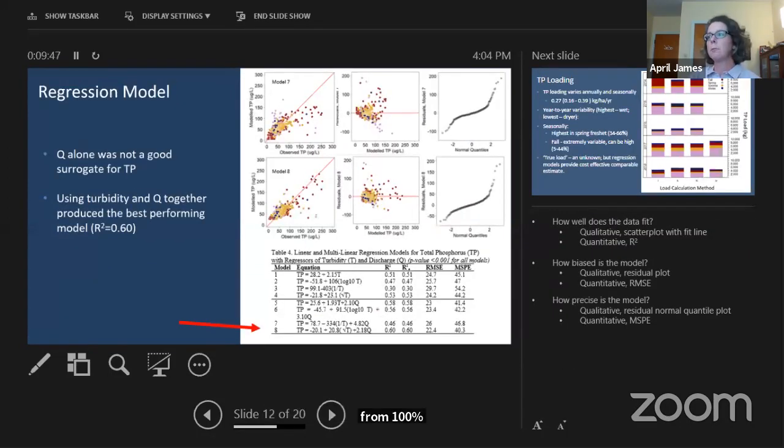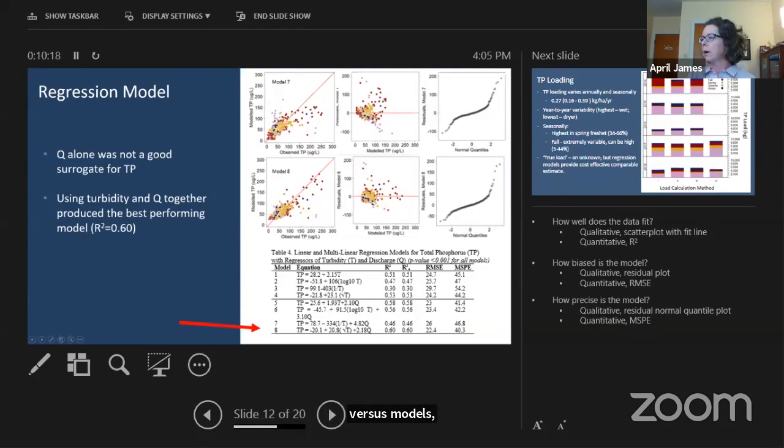For our regression models here, I'm just showing you two examples. We tried a suite of both linear regression using turbidity alone and then multilinear regression using turbidity and discharge. And so we have 4 models listed for each. And I've just shown you visuals here of observed versus modeled TP for model 7 and model 8, and the residuals versus models.